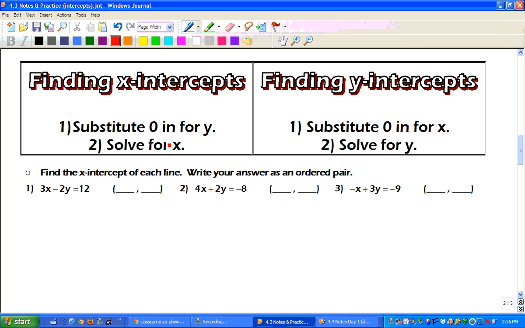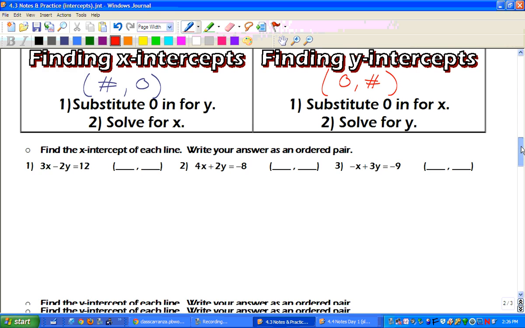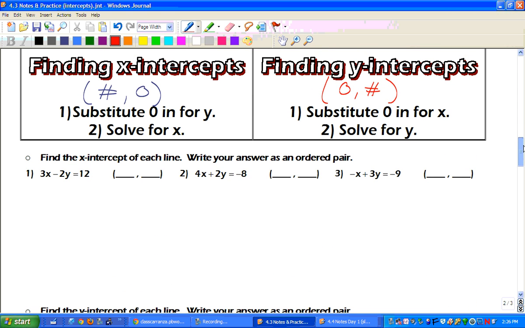Okay, substitute 0 in for y and then solve for x. Our answer is always going to be a number and then 0. And now the exact opposite, it's always going to be 0 and then the number for the y-intercept. Okay, so let's work on number 1. We are solving to try to find the x-intercept.